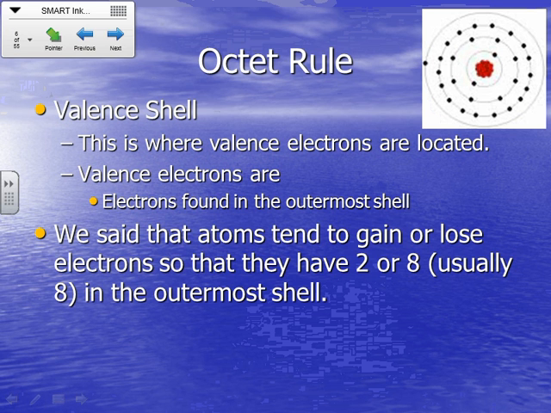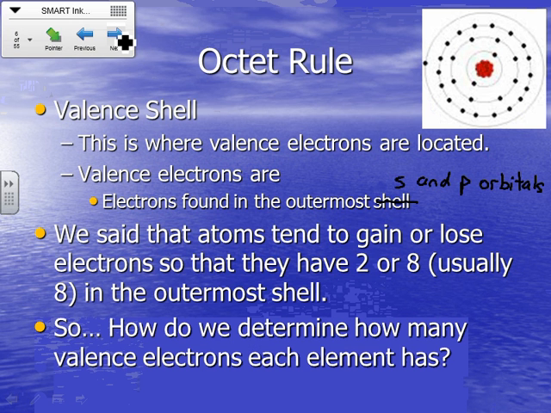Okay, so electrons found in the outermost, this should say S and P orbitals. Okay? They're the electrons found in the outermost S and P orbitals. Okay, and we already said atoms tend to gain or lose electrons, so they have 2 or 8, usually 8, in the outermost shell. Okay?